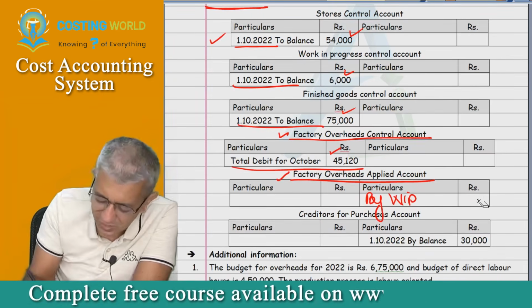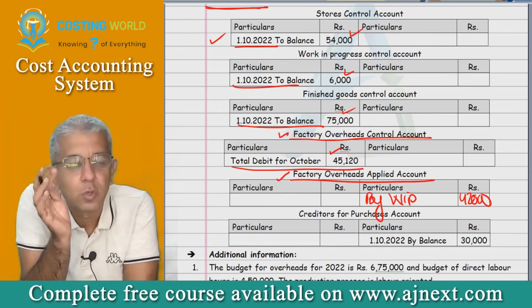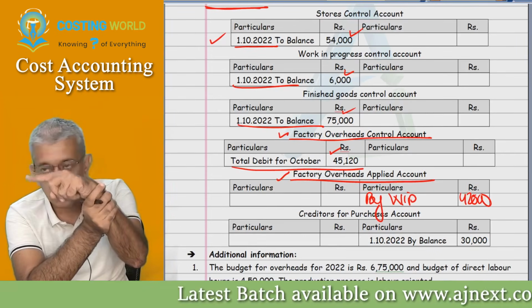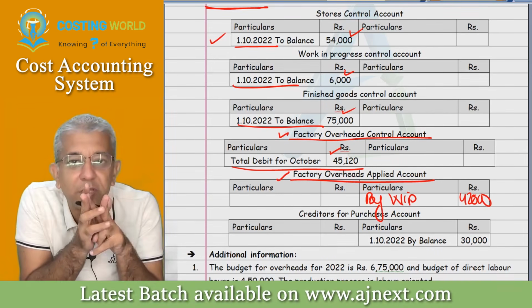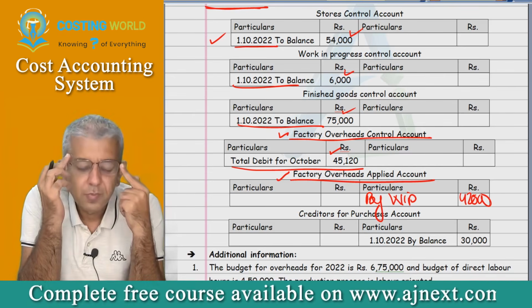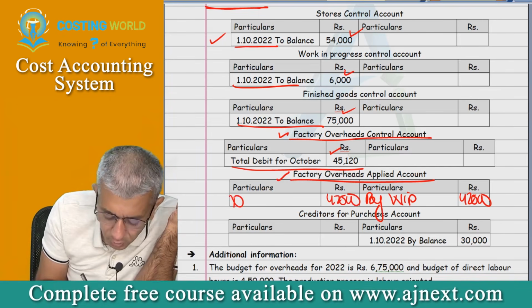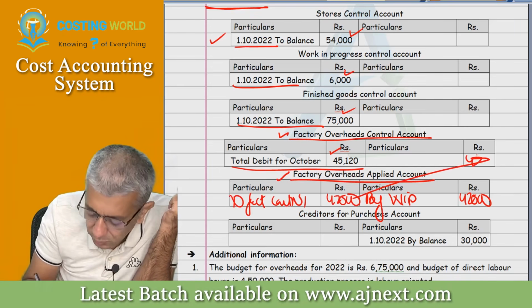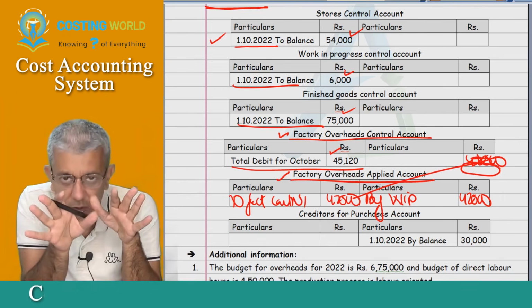Suppose, I am not saying that's the amount in this particular question, that amount is 42,000. So in one account you have actual, in the other account you have absorbed amount. Whichever is lower out of these two, tell me which is the lower figure? 42,000. So 42,000 from here you transfer to the factory overheads control account. So 42,000 will come over here. Can you say under or over absorption will get reflected over here, no?